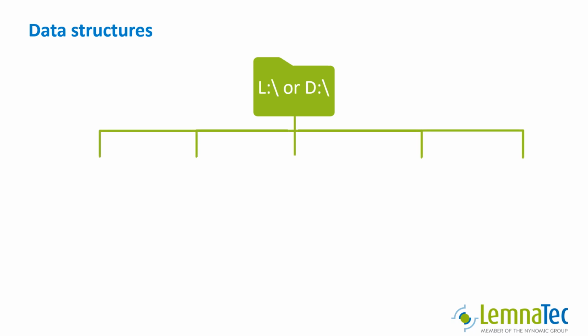Let's start by having a look at the data structures of the LemnaTec system from an operating system perspective. First, we have the LemnaTec data folder. This is usually the drive L if we have a database server, or D if the database is running locally. The LemnaTec data folder has 5 subdirectories. The data folder contains all data imported into the system. You must not alter any files inside this folder, except by means of Lemna experiment.